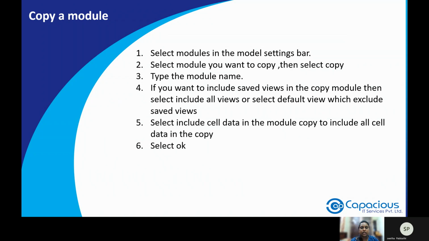By giving that, we can include some saved copy view, like any default views, or else we can have a duplicate module below that particular module. Then we have to include the cell data in the module to copy, which cells should be copied. If we need the entire data to be copied, we can give all cells and copy it, and by selecting OK it will be created in the module.